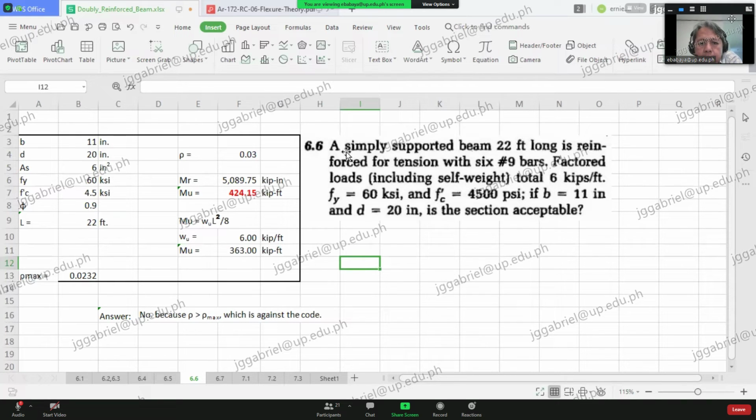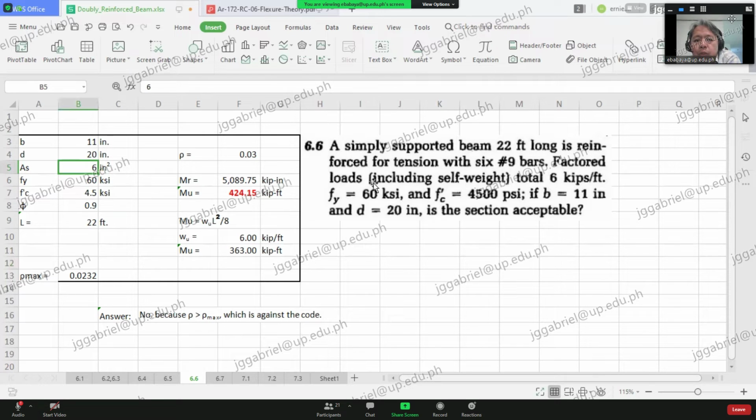Okay, it says a simply supported beam 22 feet long is reinforced for tension with 6 number 9 bars. When I say number 9, it's nice because you don't have to look at the table. If it's number 9 bars, 1 bar is 1 square inch. So right away, your AS is 6 square inches because you have 6 number 9 bars.